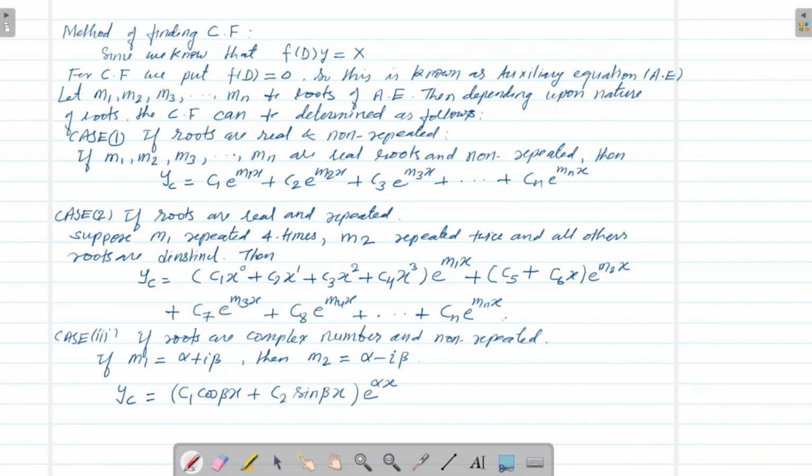Now case number 4. Let us move to the next page. What is case number 4? If roots are complex numbers and repeated, then how do we write the complementary function?